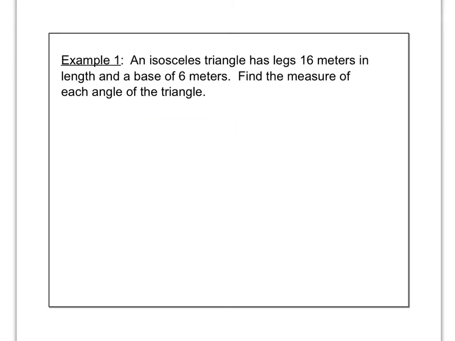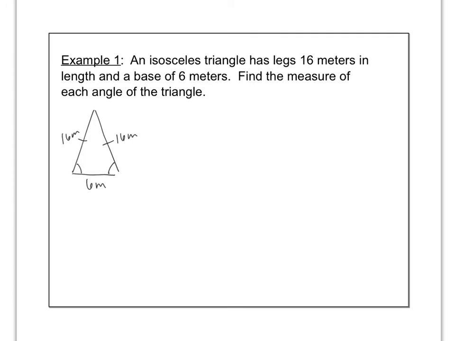Number 1, an isosceles triangle has legs 16 meters in length and a base of 6 meters. Find the measure of each angle of the triangle. So you know me, I always like to draw this out. So I'm going to draw a picture of an isosceles triangle. And it says the legs are 16 meters. So that's the two congruent sides. The base is 6 meters. Now remember, the two base angles would then be congruent. And so we want to find the measure of these angles.